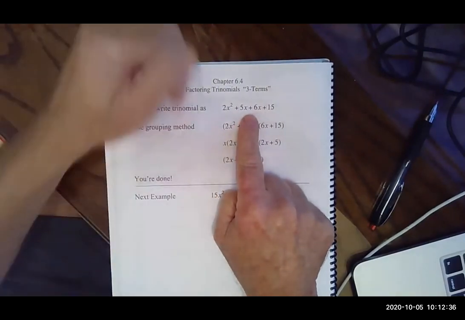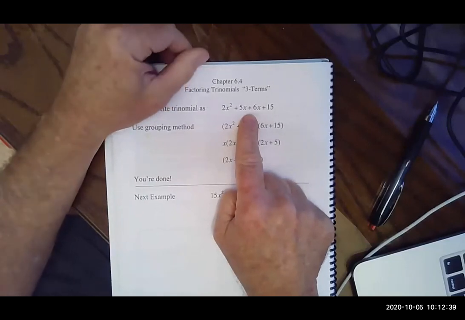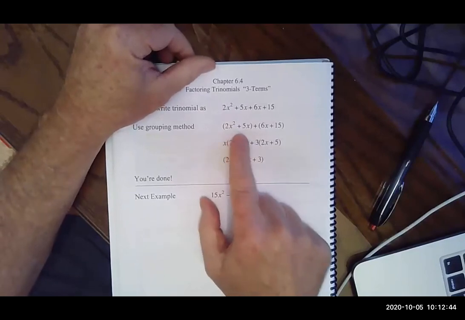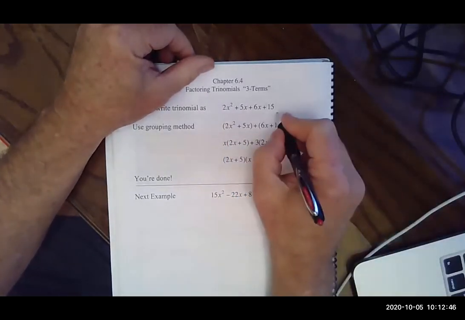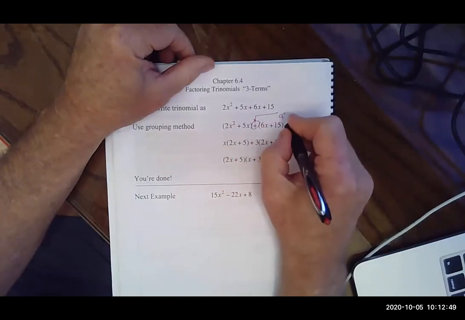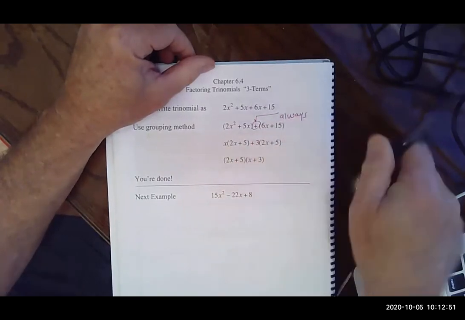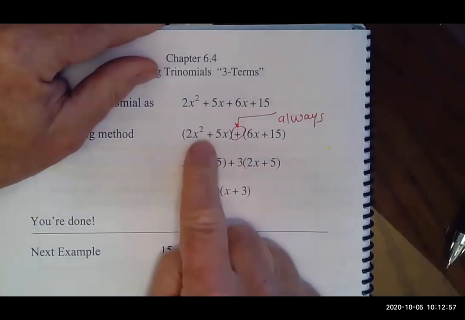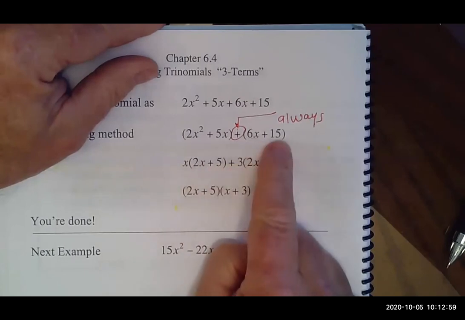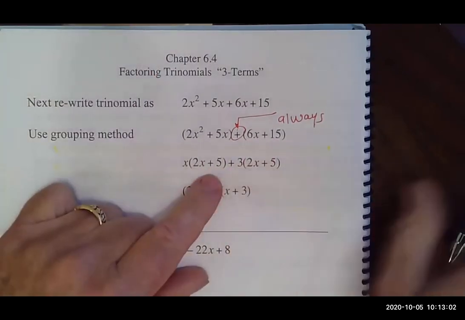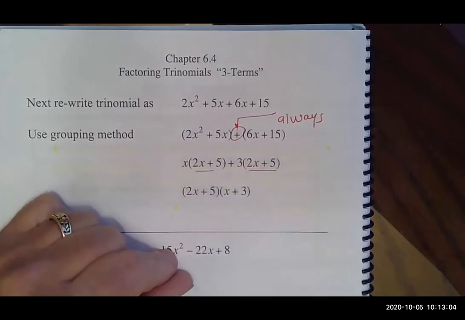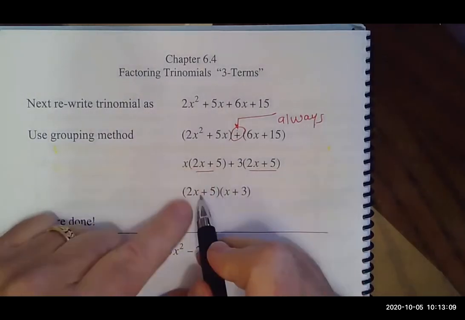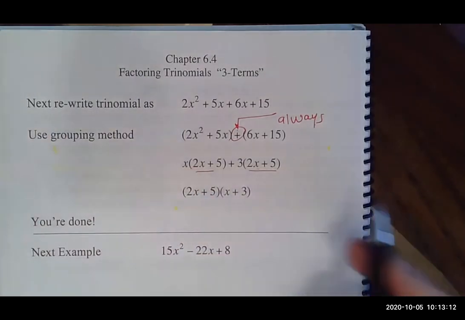Now what, Jeff? Grouping, because it's 4 terms. 1, 2, 3, 4. Grouping. Pick the pair, always put a plus sign there. Always. GCF. Okay, pull the x off. Pull the 3 off. Look at the middle, the binomials are the same. Yay, that's exactly what you want. Write those down once, write down the leftover, you're done.